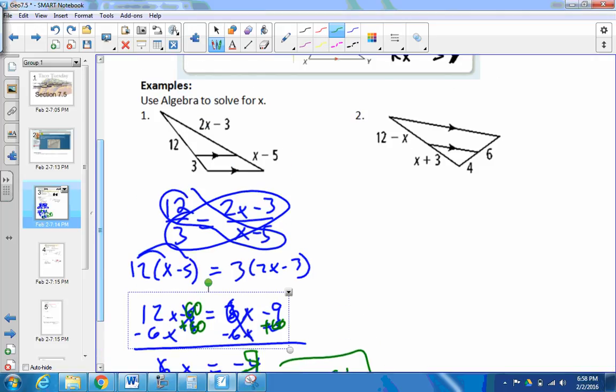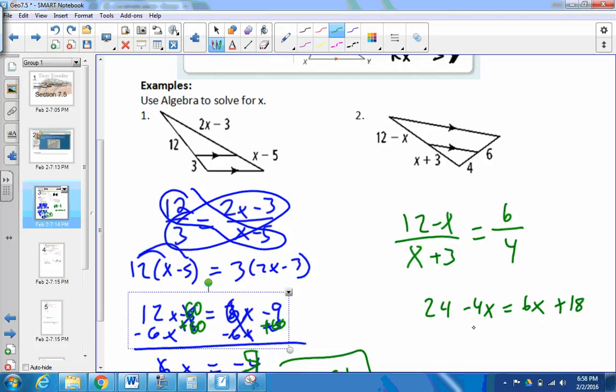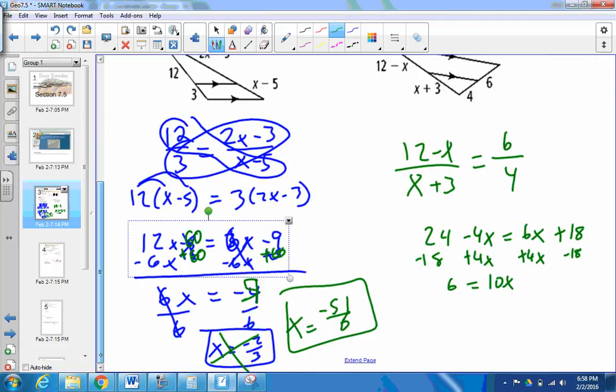The proportion on number 2, same idea. 12 minus x, that ratio to x plus 3 would be equal to 6 over 4. So cross multiplying, I've got 24 minus 4x equals 6x plus 18. What I'm going to do is add 4x to both sides and subtract 18 from both sides. I get 6 equals 10x. Divide both sides by 10. You get x is equal to 6/10, or 3/5 reduced.